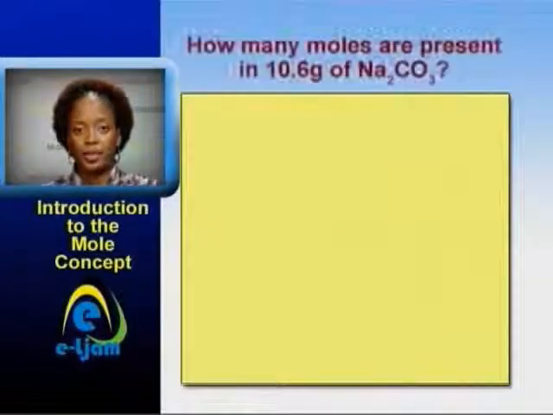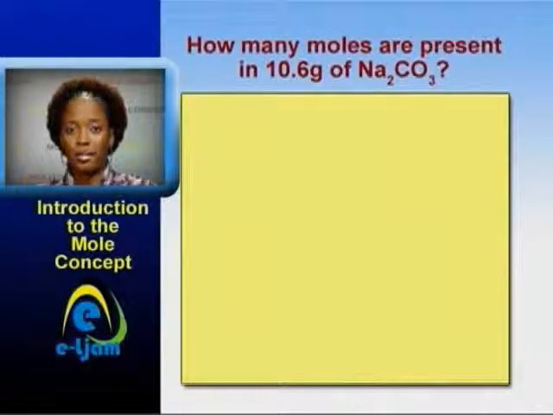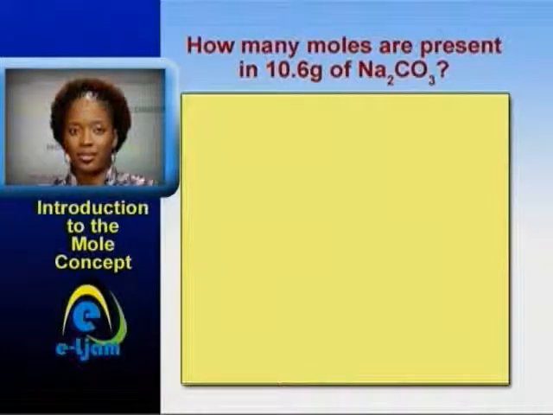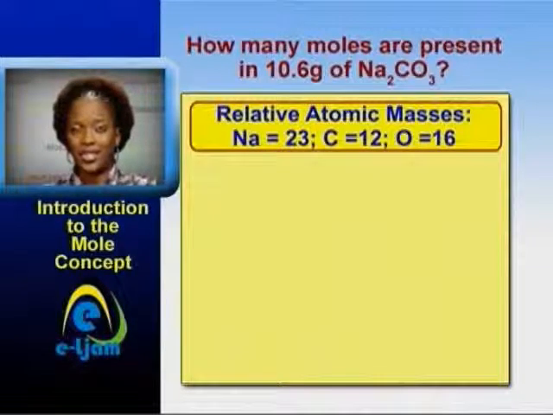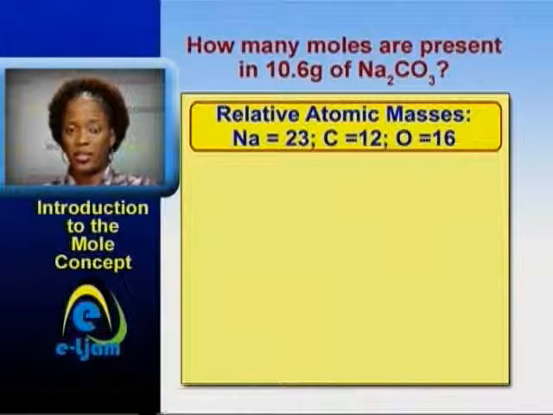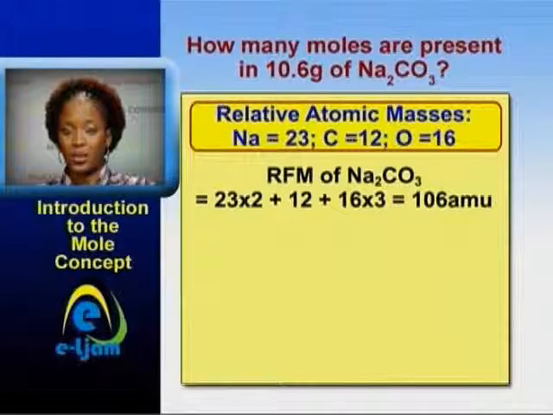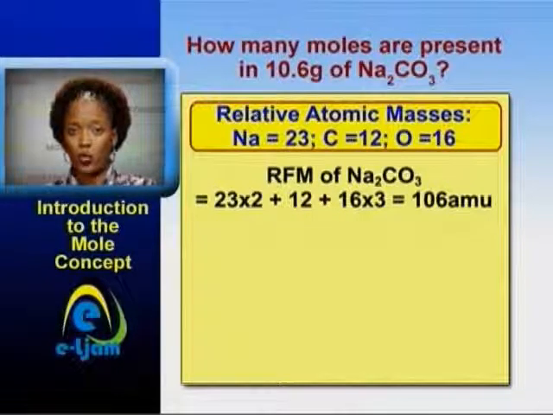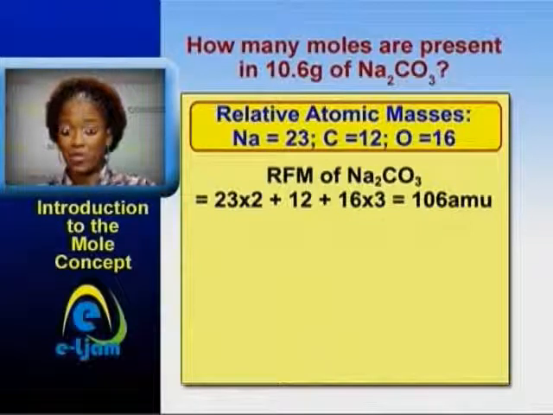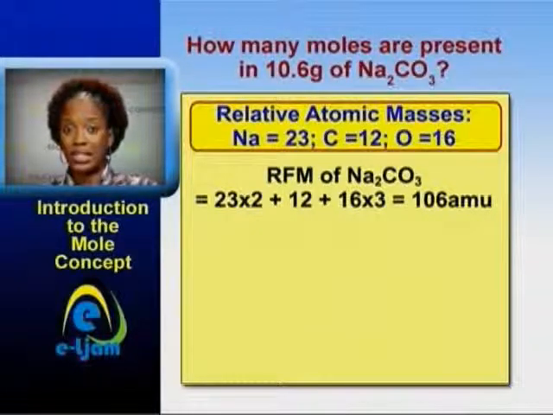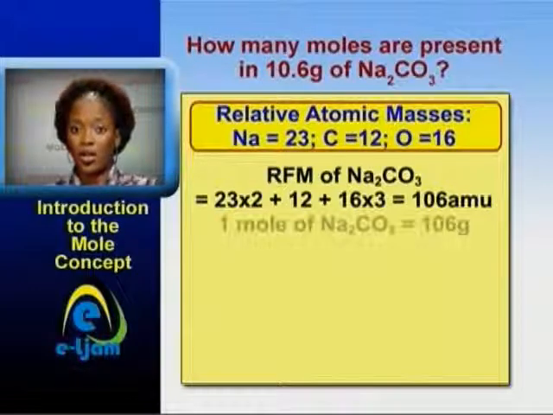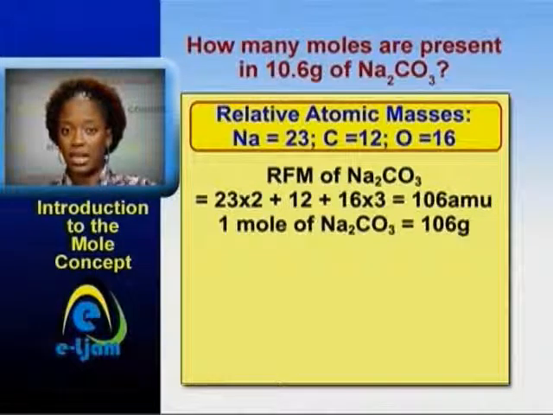For example, how many moles are present in 10.6 grams of sodium carbonate? Relative atomic masses: sodium equals 23, carbon equals 12, oxygen equals 16. The RFM of sodium carbonate is equal to 23 times 2 plus 12 plus 16 times 3, which is equal to 106 AMU. Therefore, 1 mole of sodium carbonate has a mass of 106 grams.